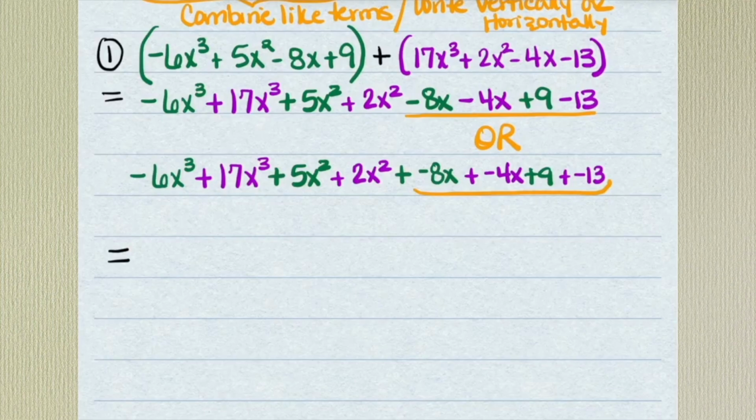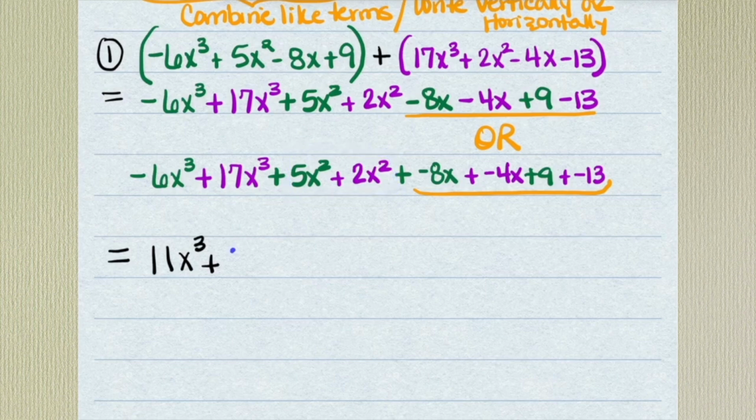So now let's start combining like terms. A minus 6x cubed and a positive 17x cubed. That means you have to subtract 17 from the 6, right? So you should get 11. Since we're combining these, I'll change it to black. That's going to be 11x cubed. Plus, we have a 5x squared and a 2x squared. That should be a 7x squared.